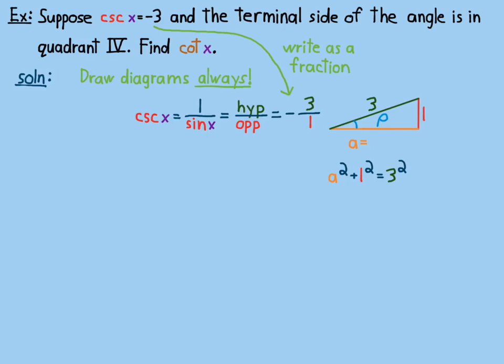And so, just the Pythagorean theorem, a squared plus 1 squared equals 3 squared. That gives me a squared is 8. And so A is the square root of 8, and it's going to be the positive one. So that's square root of 8, which simplifies to 2 square root of 2. So I just write that in my triangle.